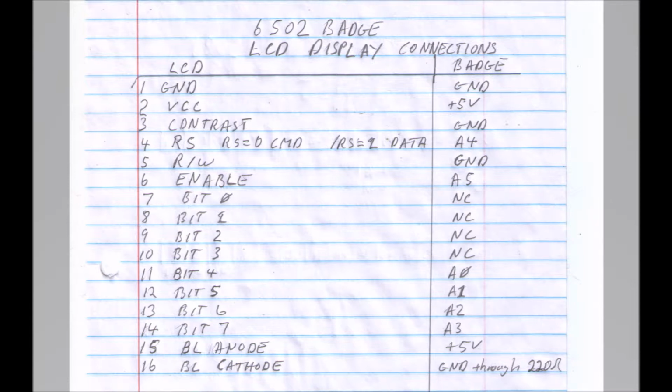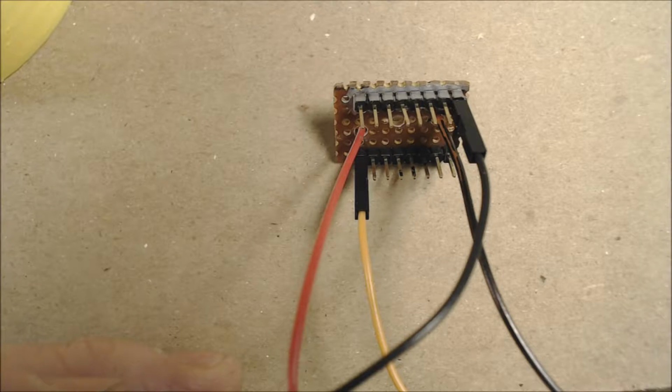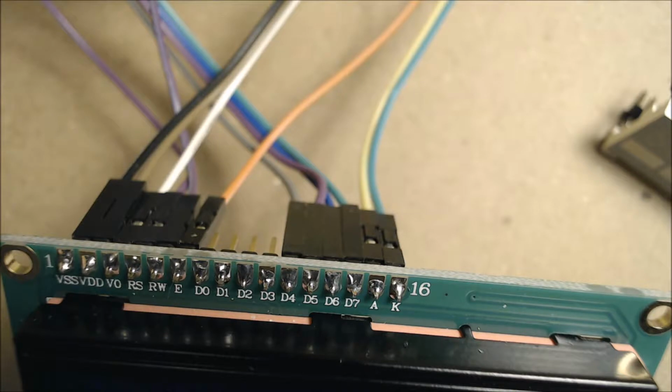A0 through A5 are on the display header. The ground and 5-volt connections are made to the power breakout board. It is just a piece of perf board with two rows of male headers, one row for 5 volts and one row for ground. The contrast and the read-write lines are connected to ground. You can see here that D0 through D3 on the LCD aren't connected since we're using 4-bit mode.